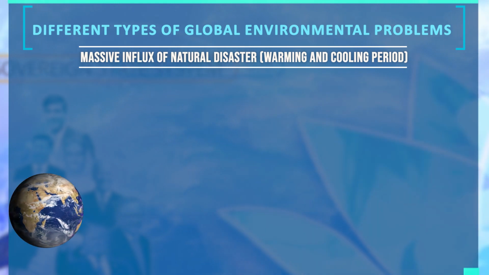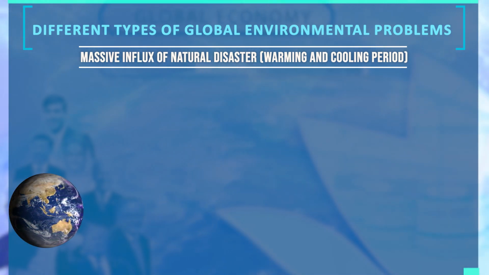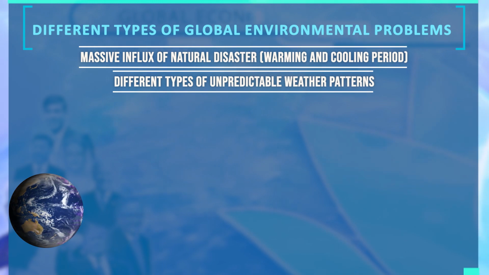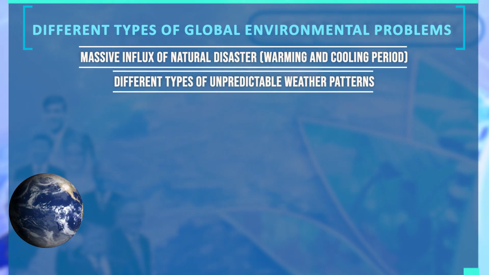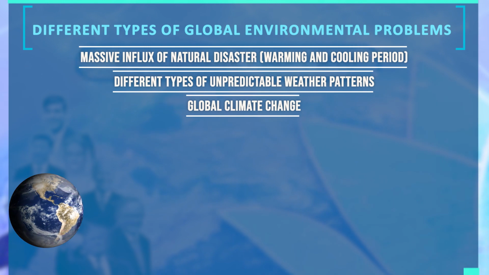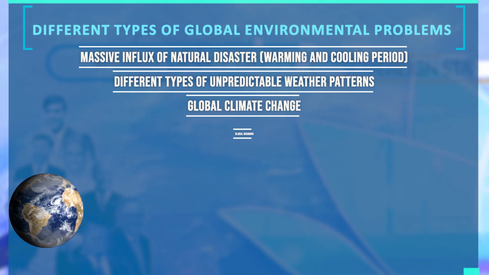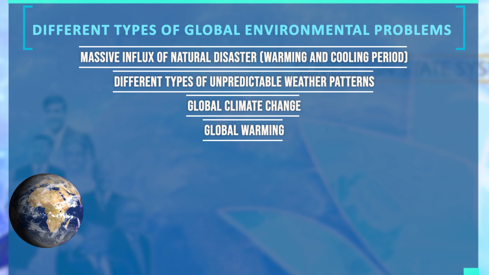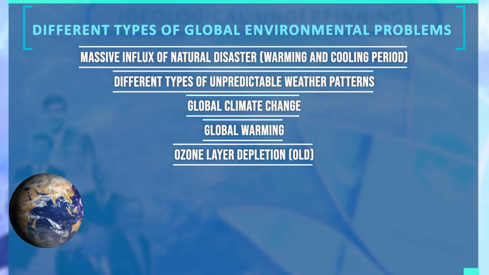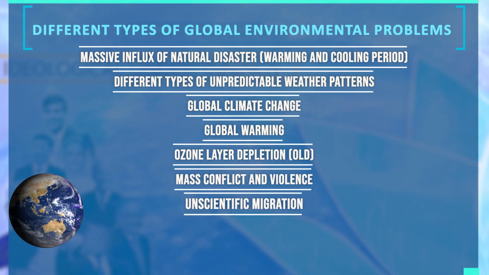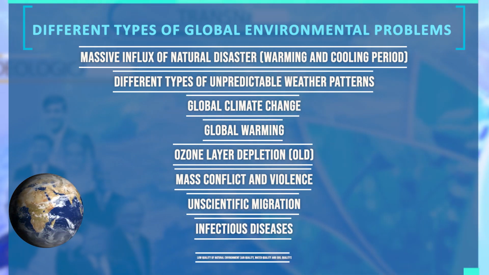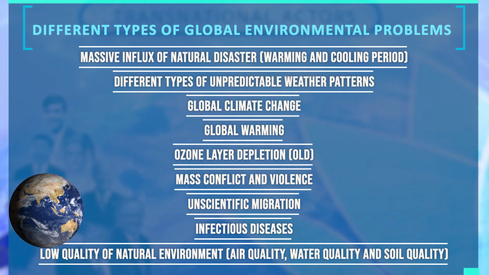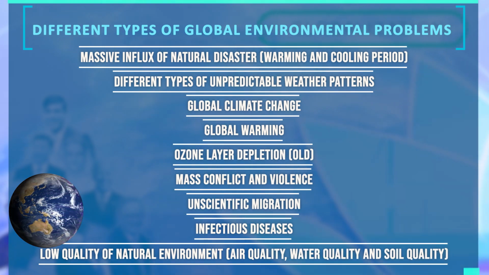People need to be aware of what types of environmental problems our planet is facing, including a massive influx of natural disasters, warming and cooling periods, different types of weather patterns, and much more, that is global climate change, global warming, ozone layer depletion, natural disaster, mass conflict and violence, migration, infectious disease, natural environment, air quality, water quality, soil quality, etc.